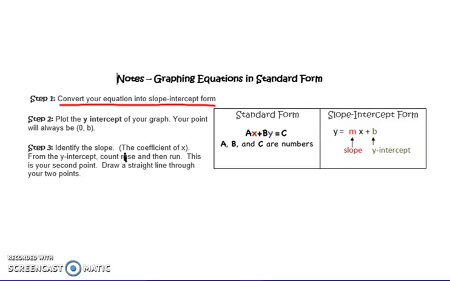Once we turn it into slope-intercept form, we need to plot our y-intercept, which is (0, b). Same thing as when you graphed it in slope-intercept form. Then use your slope and count, rise and then run. The big thing we want to focus on today is plotting more than 2 points if we can, just to make sure it is a straight line.